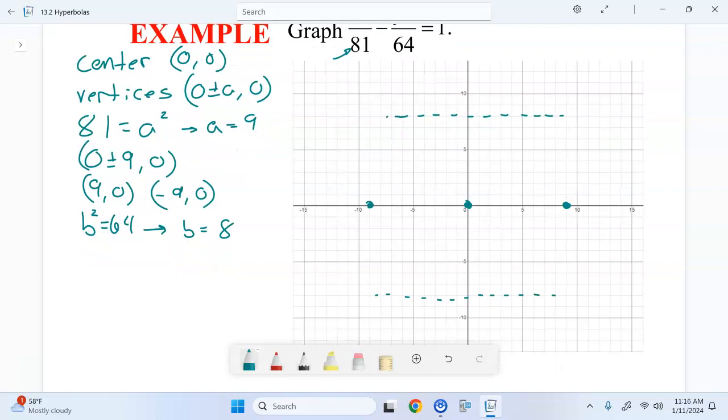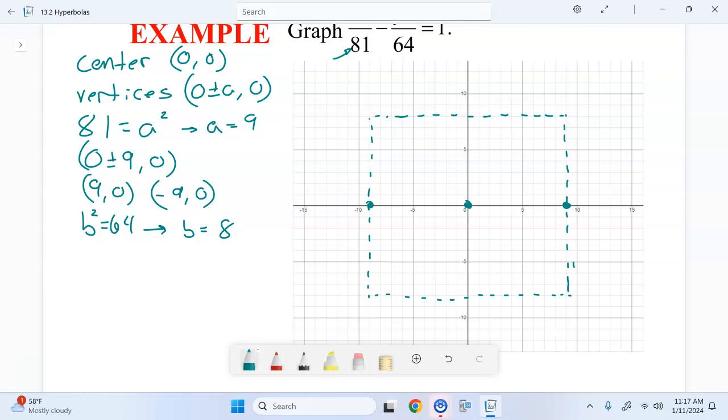And so what we can do is use our vertices to do the left and right boundaries. And now we see how our rectangle is formed, except I went way too far on that one. Much better. Okay? So that's the boundaries of our fundamental rectangle. Corner to corner is going to give us our asymptotes, but we'll do that part later.